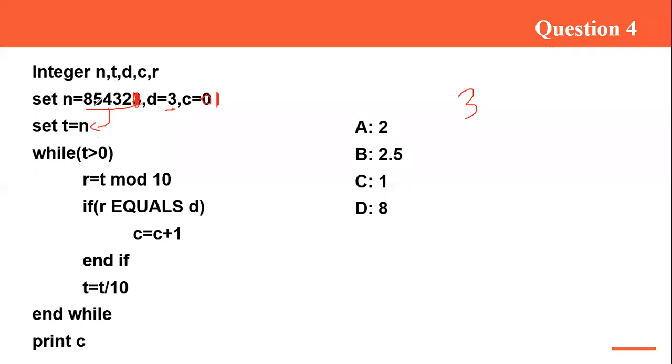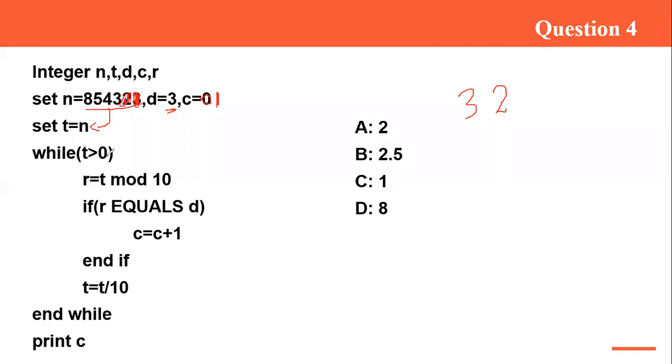Again it comes back: 85432 greater than 0. True. Enters inside. Again T mod 10, which is nothing but 85432 mod 10. We will get the remainder as 2 when divided by 10. Now R is 2. 2 equals 3. Is it true? No. As it is false, it will not increment the count. It will go for T equals T by 10. That means 2 will be removed from the number.